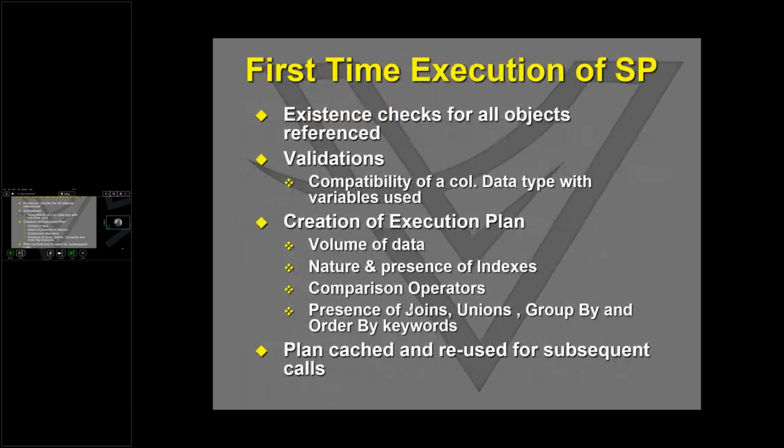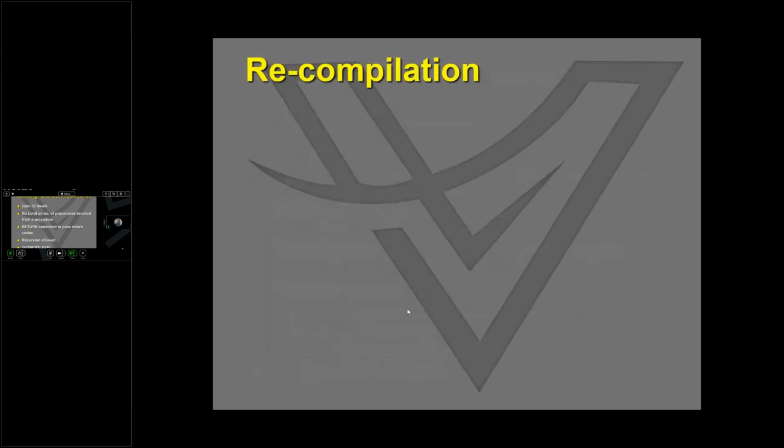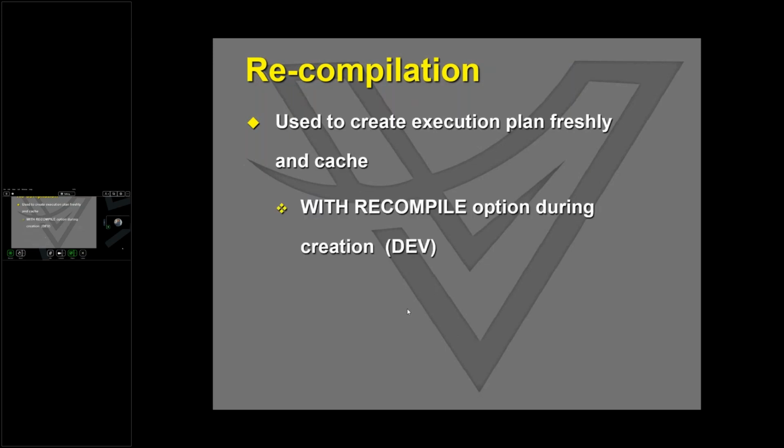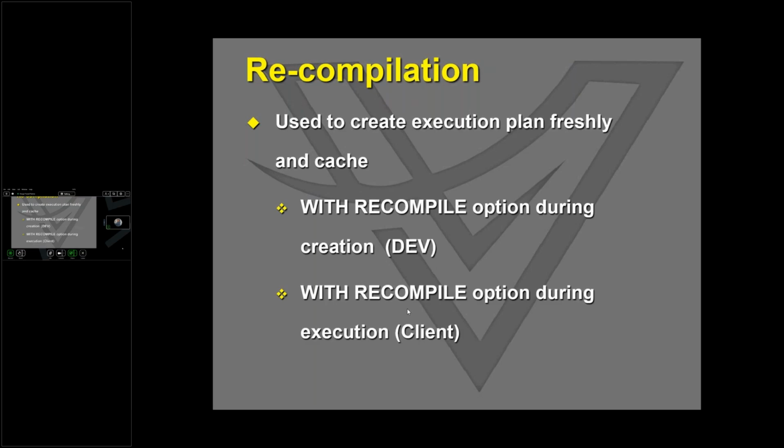When a stored procedure is slow, you need to recompile. Recompilation is used to create the execution plan freshly and cache it. There is the WITH RECOMPILE option during creation, and the WITH RECOMPILE option during execution. There is also sp_recompile proc name, which is for DBA people. So the WITH RECOMPILE option during creation is for dev, if you are working in a development environment, or in a client environment.